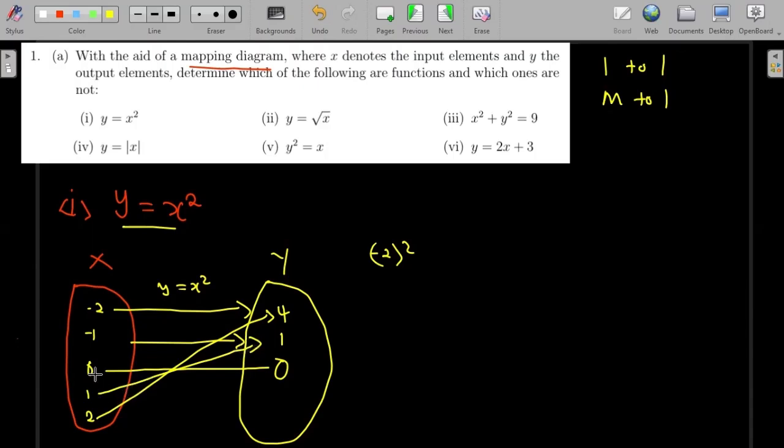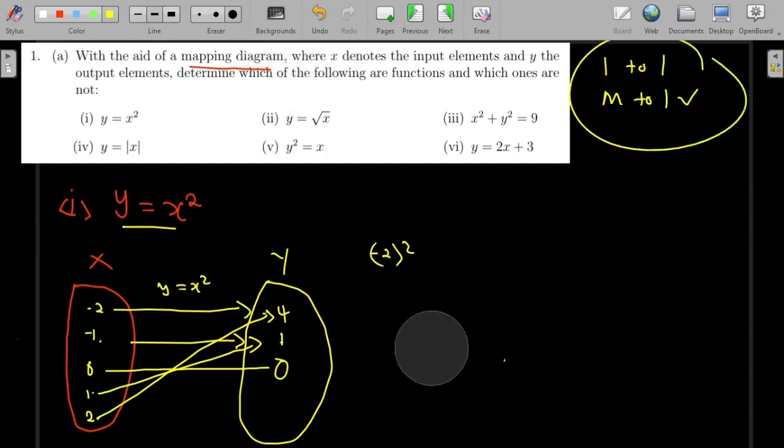Because I have these two, the -1 and the 1 mapping to 1. So that is many to 1. I have them -2 and the +2 mapping to 4. So that's also many to 1. So many to 1 was considered as a function here. Remember, we said it is a function. Or if you want, you can forget about this. You can just look at the function that you have.